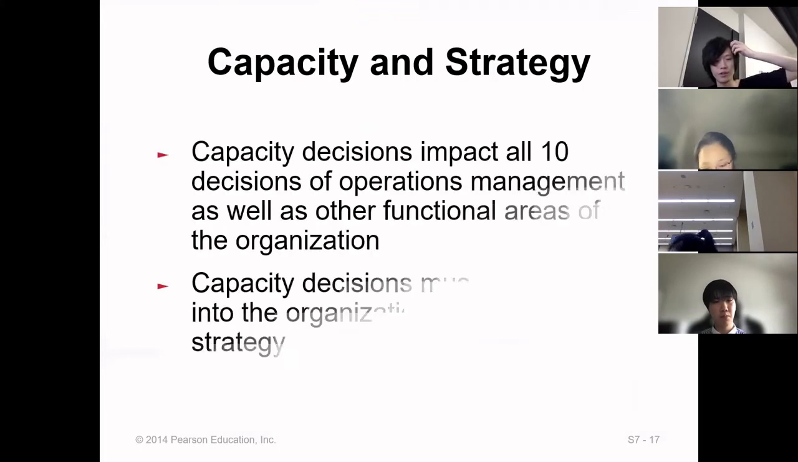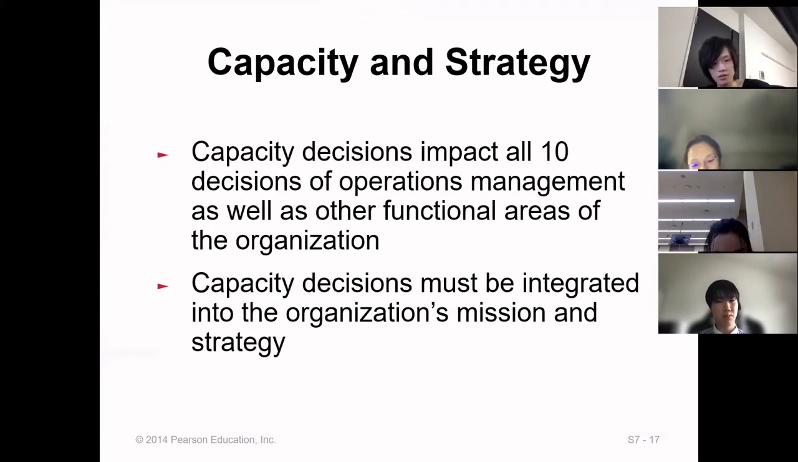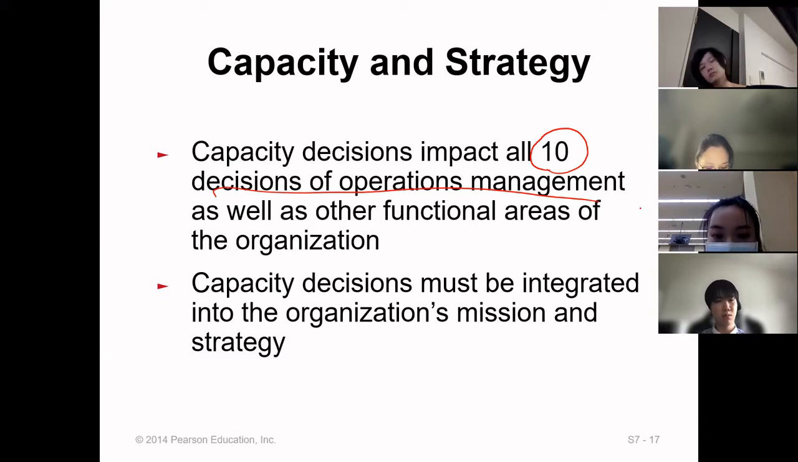Thank you. No problem. So capacity is very important. Capacity decision impacts all 10 decisions of operations management, including quality. Quality will be impacted if you have very high demand. You're rushing job, then probably your quality will be affected. Or even you will involve inventory. So it will affect all decisions in operations management.